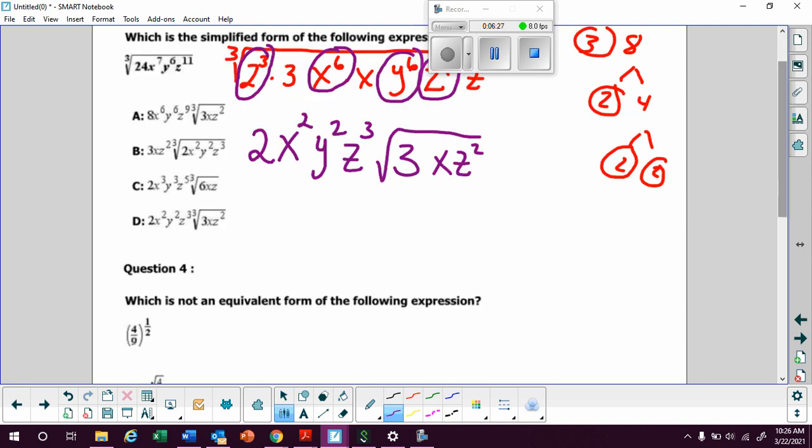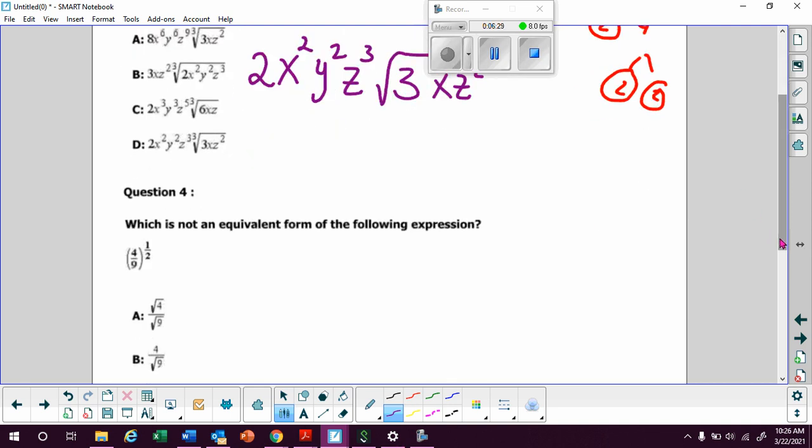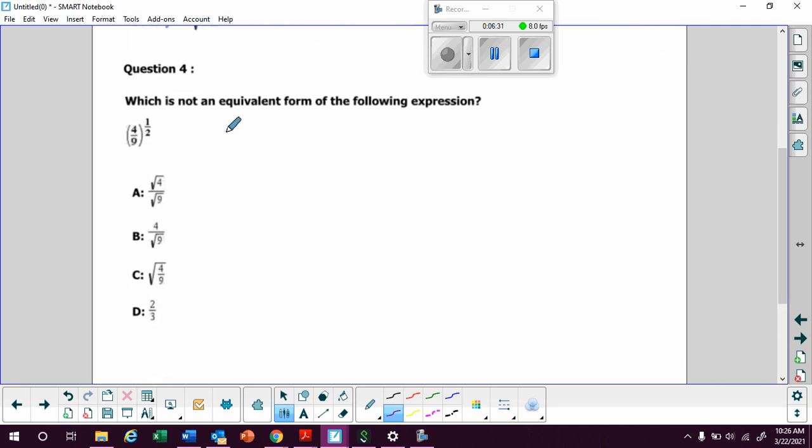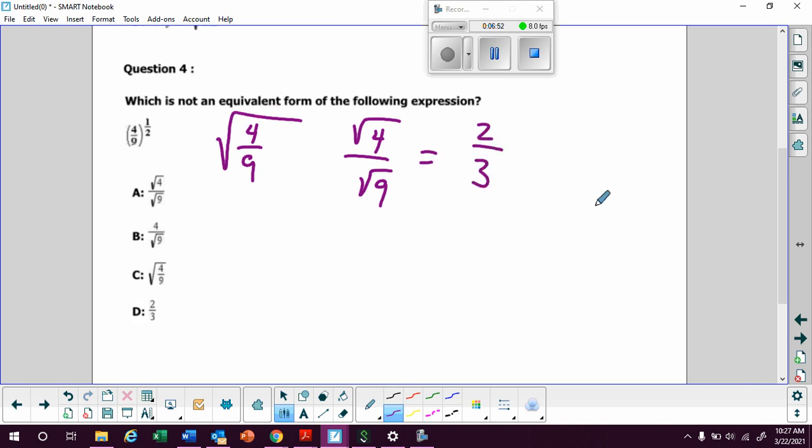All right. Number 4. Which is not an equivalent form of the following expression? So remember, this 1/2 means I can write it as 4 over 9, or I can write it as the square root of 4 over the square root of 9, which can be simplified as 2 over 3. So this is a different way that I can write it, right? So which one doesn't match?